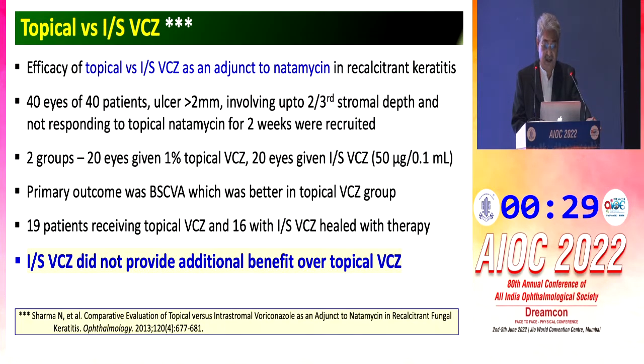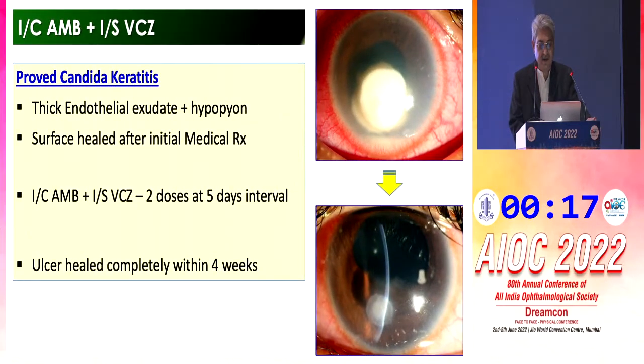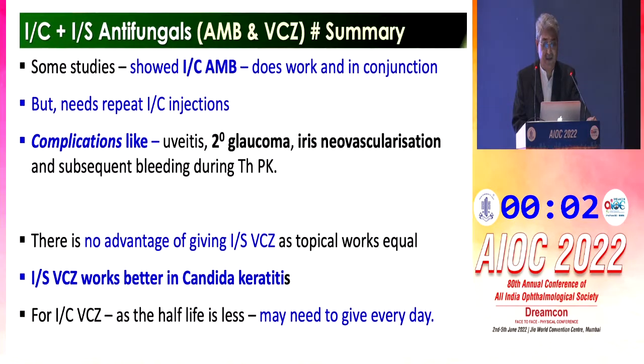And again, the topical versus intrastromal voriconazole study by Namrata and her group says that intrastromal voriconazole didn't provide additional benefit over topical voriconazole. This is one of the cases we treated with intracameral amphotericin B with intrastromal voriconazole a long time back. So 2 doses after 5 days, and this typical deep endoexudate cleared up very nicely.